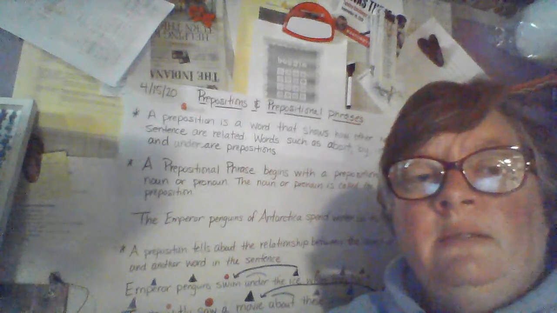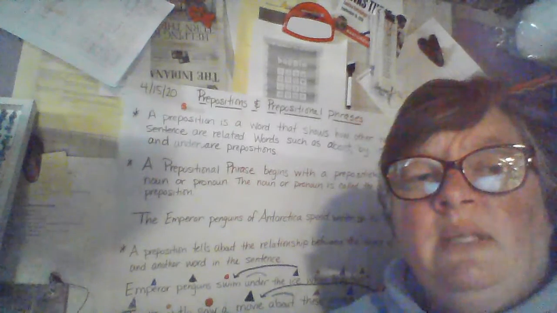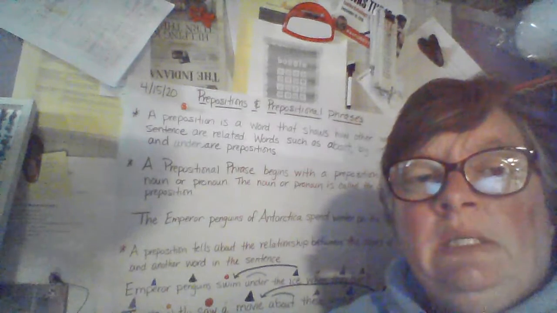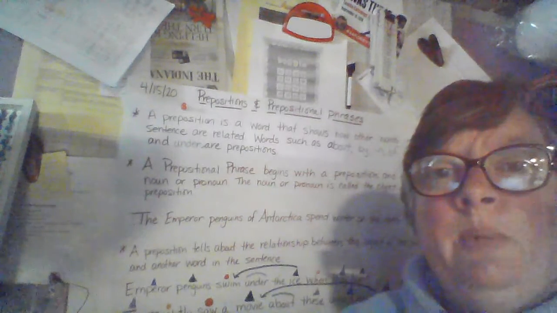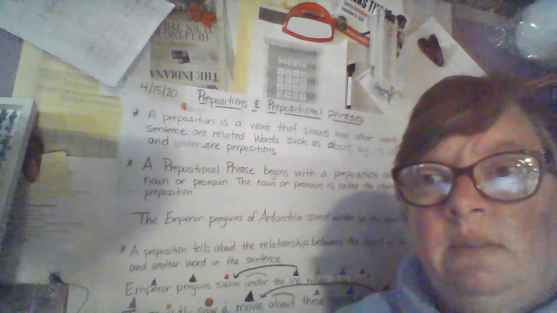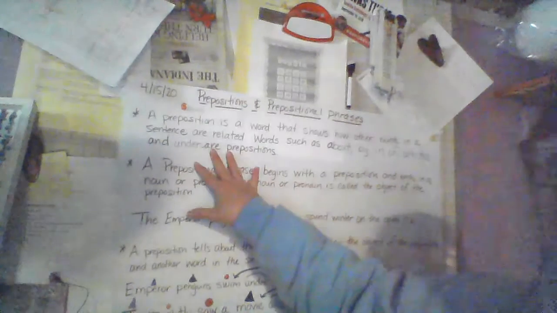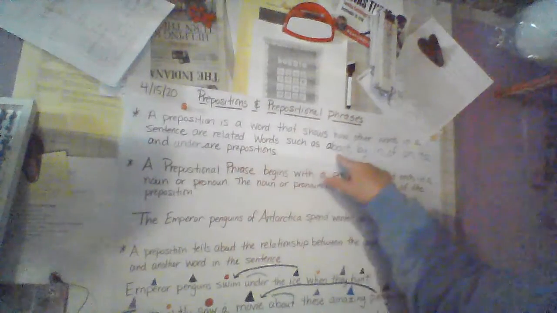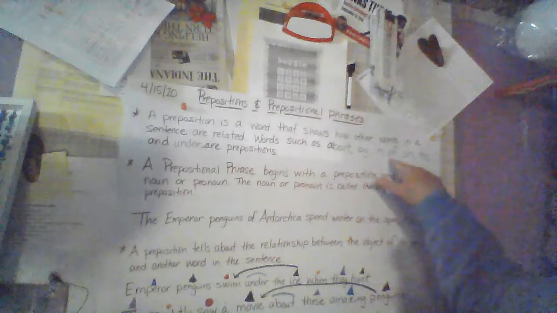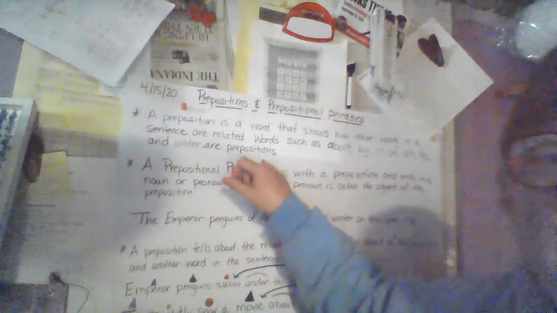This is the reading lesson for Wednesday, April 15th, 2020: prepositions and prepositional phrases. All right. Definition. A preposition is a word that shows how other words in a sentence are related. Words such as about, by, in, of, on, to, and under are prepositions.